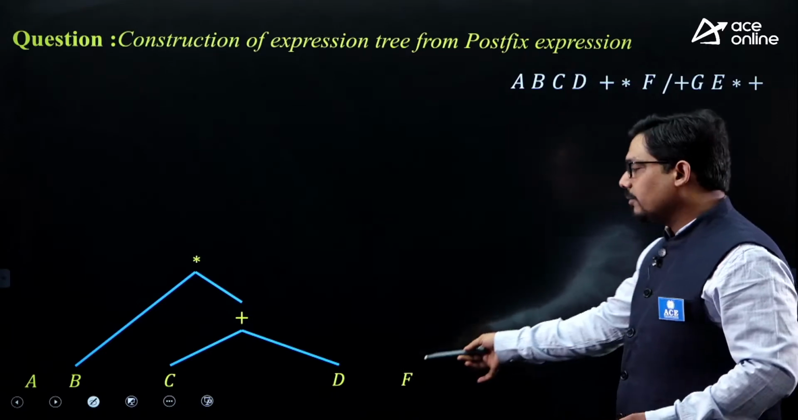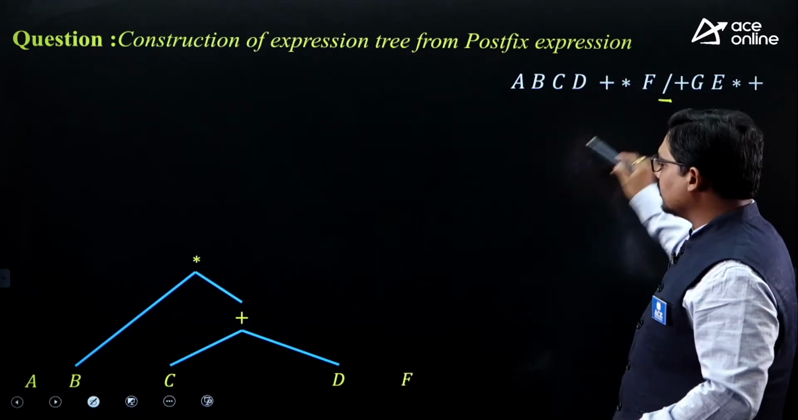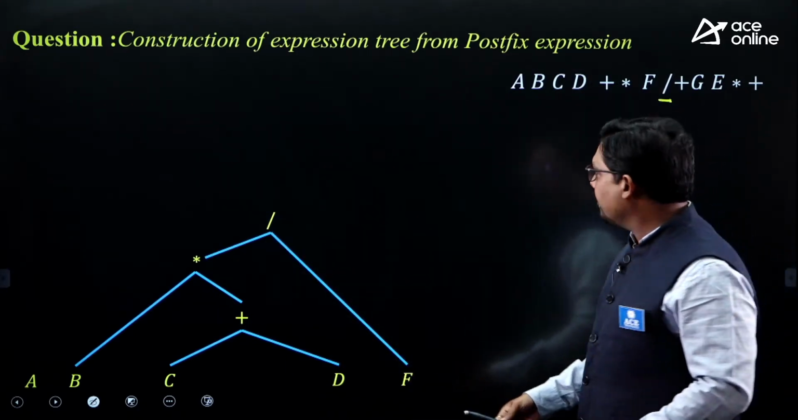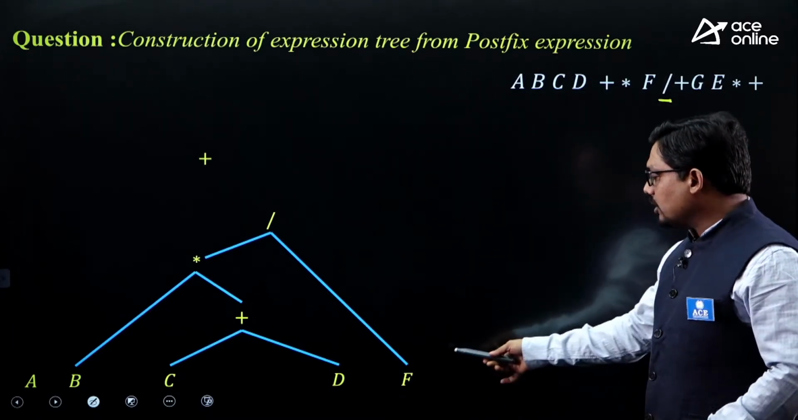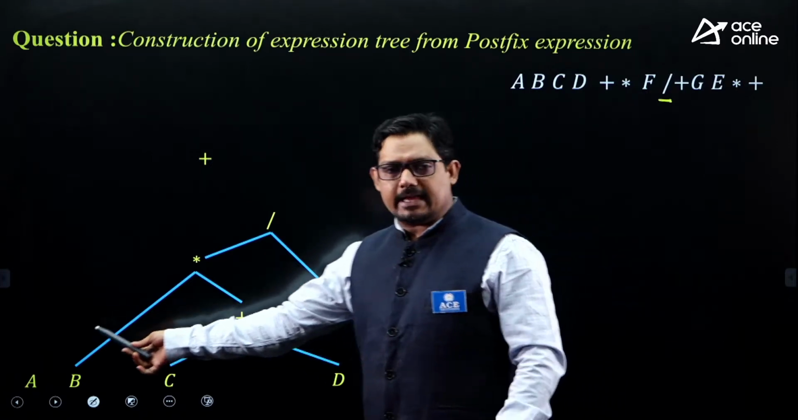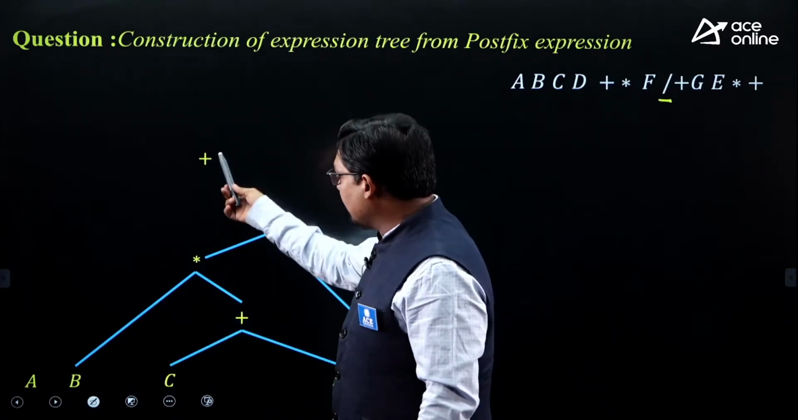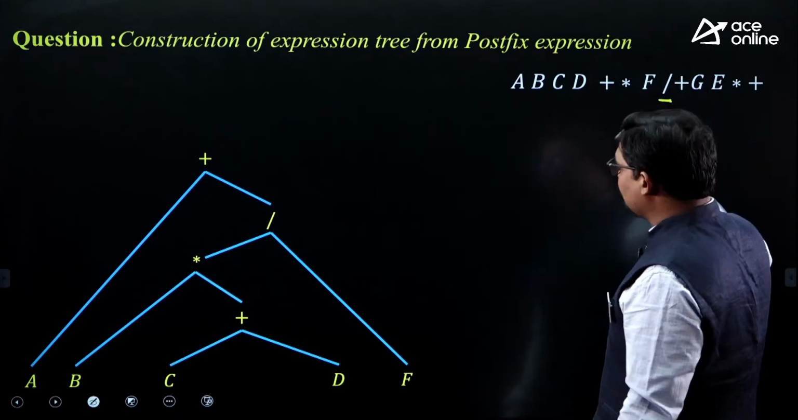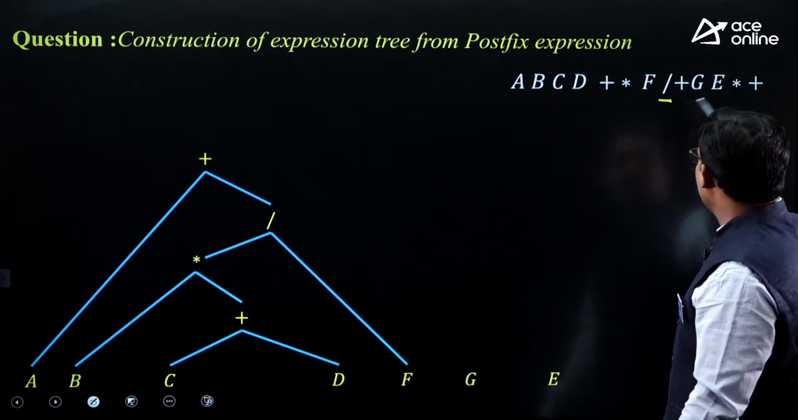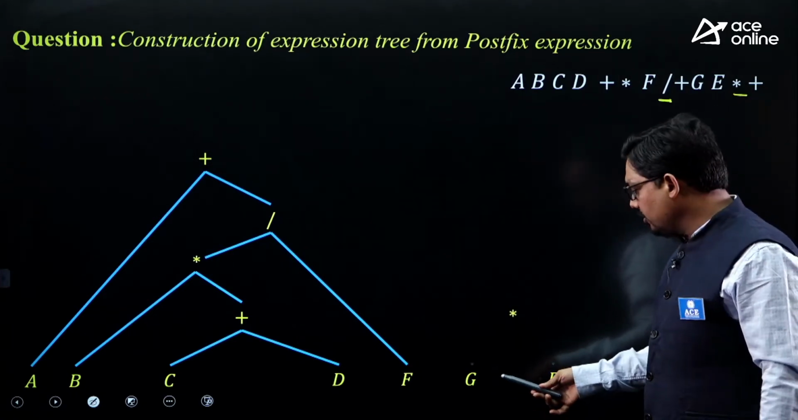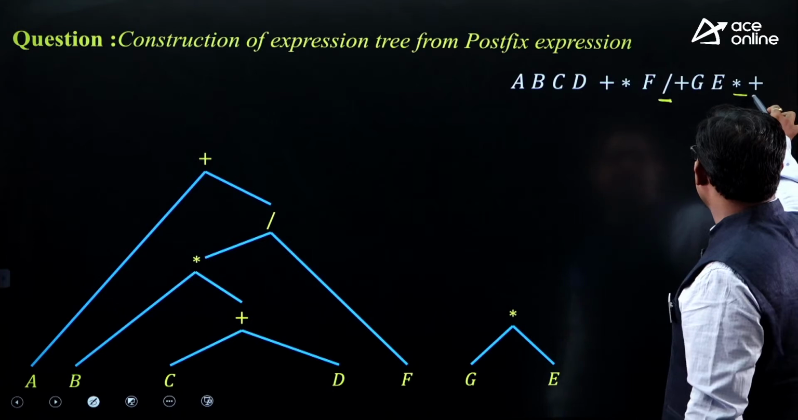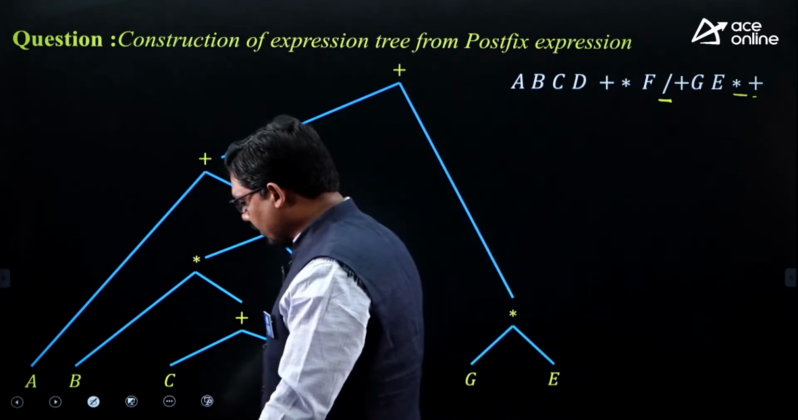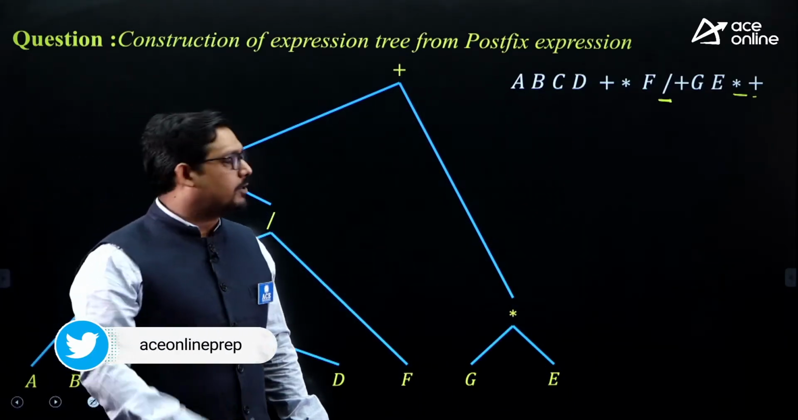Then comes your F, created. The next operator is division, so I'll create an internal node for division, and F and this subtree will become its operands. Then there is a plus. So the moment plus comes, this entire expression and the second operand, the single operand A, will become the expression. The next is G and then E. Now here there is a multiplication, and now they will be joined together. Finally we'll get a plus, and we can join this, and our expression tree is completed. So this completes our expression tree.